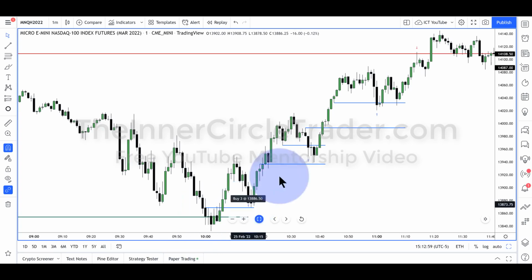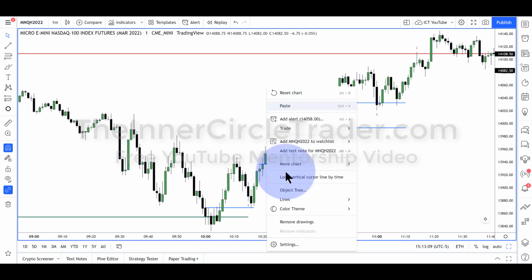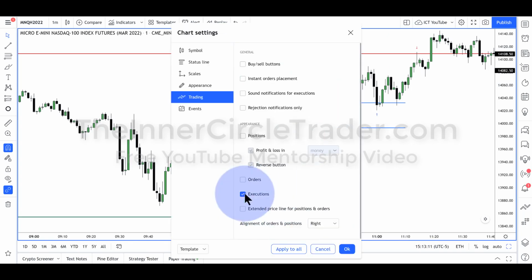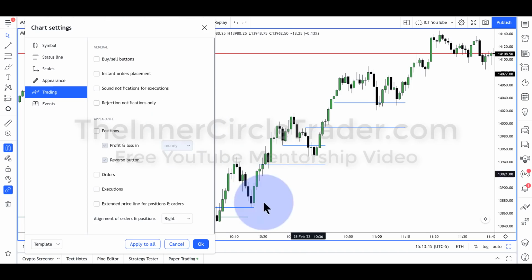If I hover over top of these little arrows, you can see that they're not photoshopped, and you make them appear by going into the TradingView settings and clicking the little execution box here. Watch below the swing lows and above that swing high. You'll see them toggle on and off, toggle on and off.